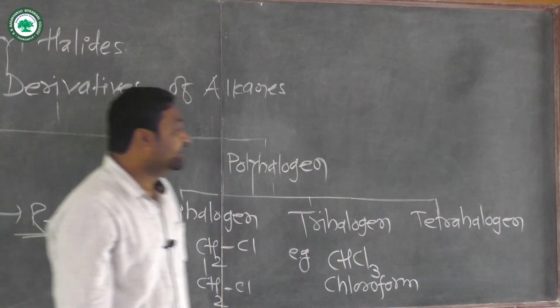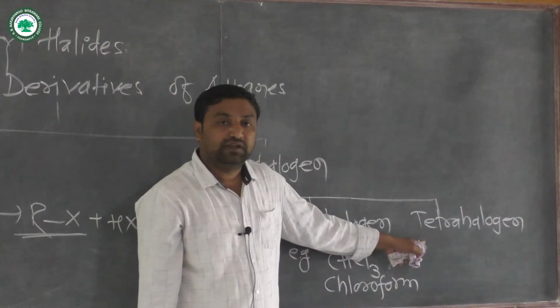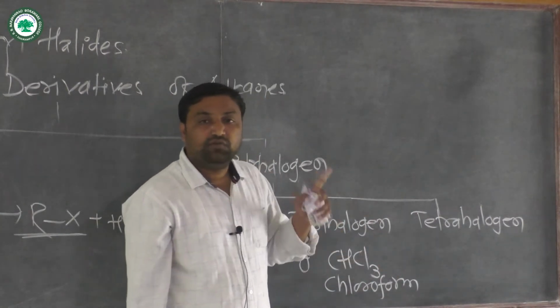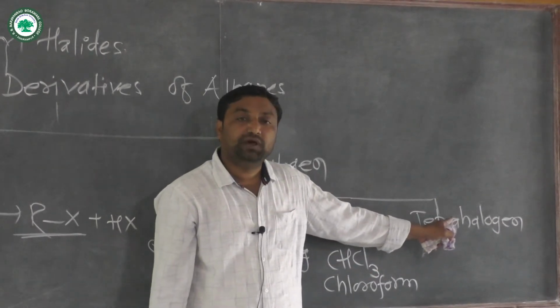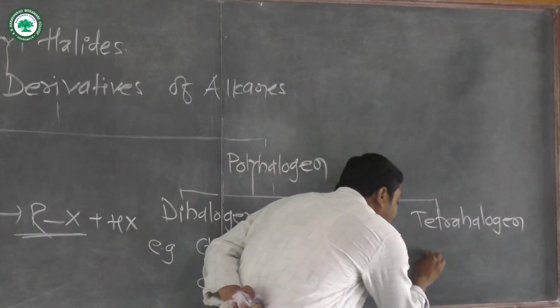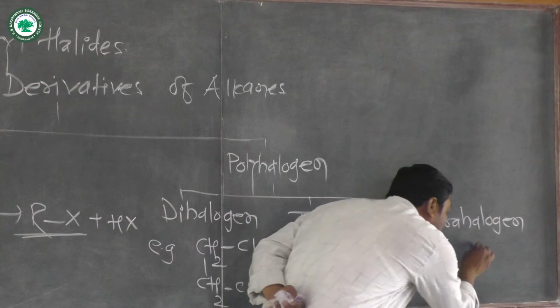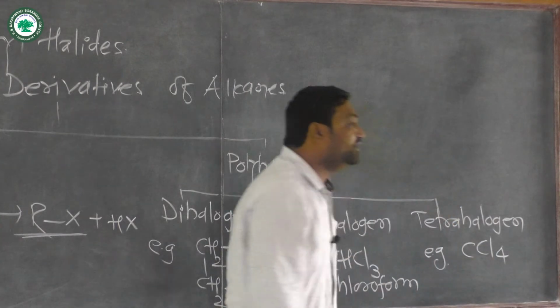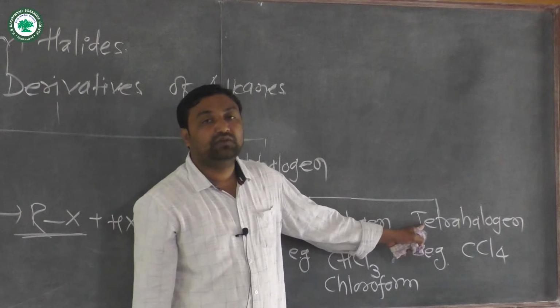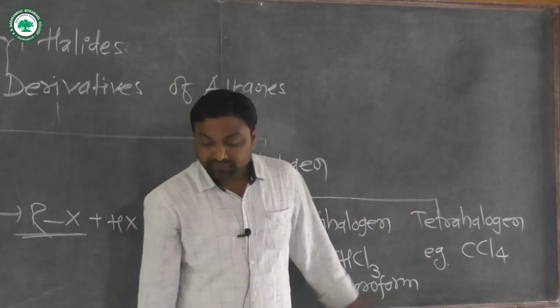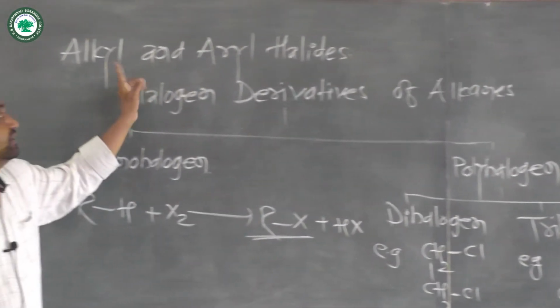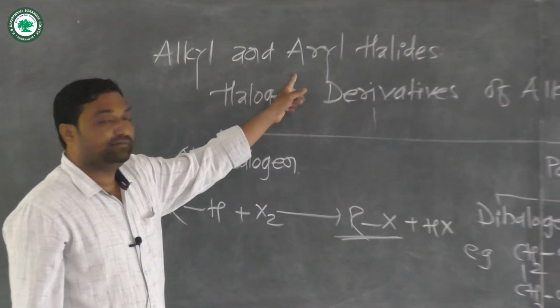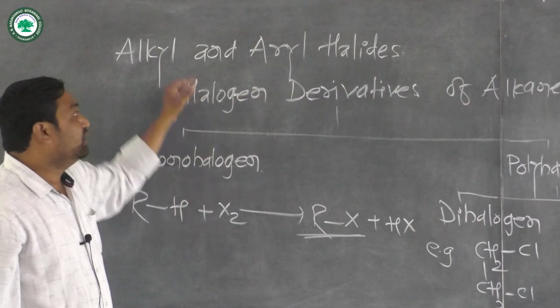Finally, if we replace four hydrogen atoms from an alkane by four halogen atoms, then we obtain tetrahalogen derivatives of alkane. Carbon tetrachloride, CCl4, is an example of these tetrahalogen derivatives. In this syllabus, alkyl and aryl halides are included. That's why we move towards our alkyl halides.